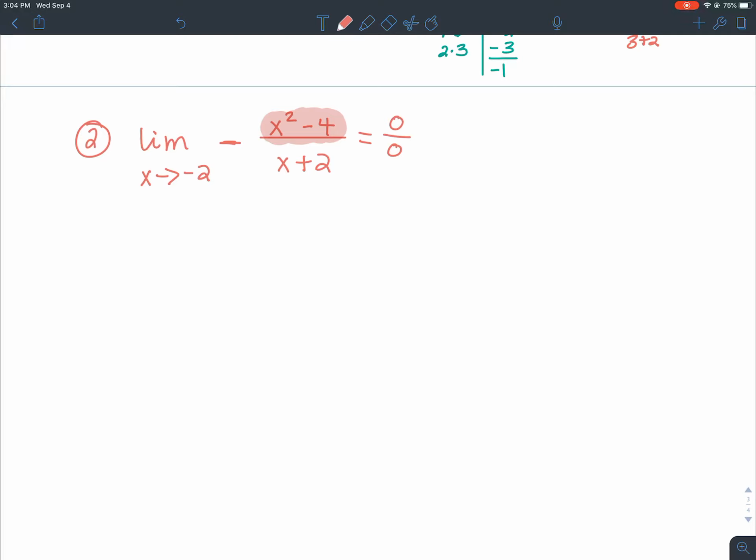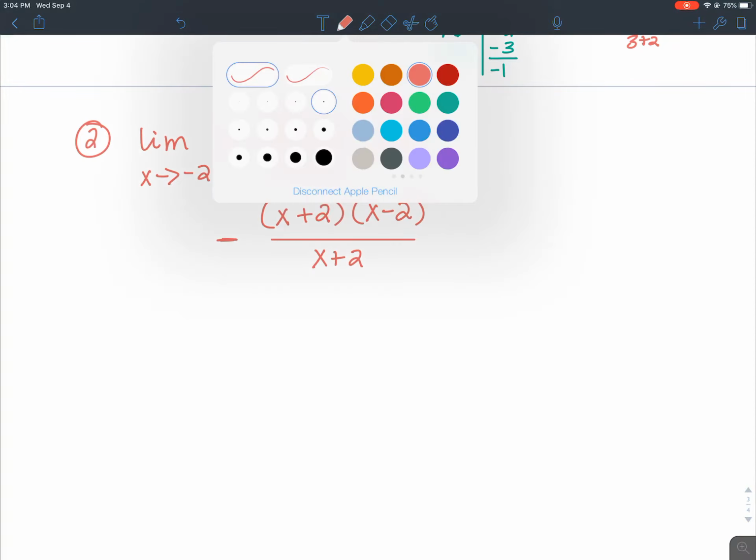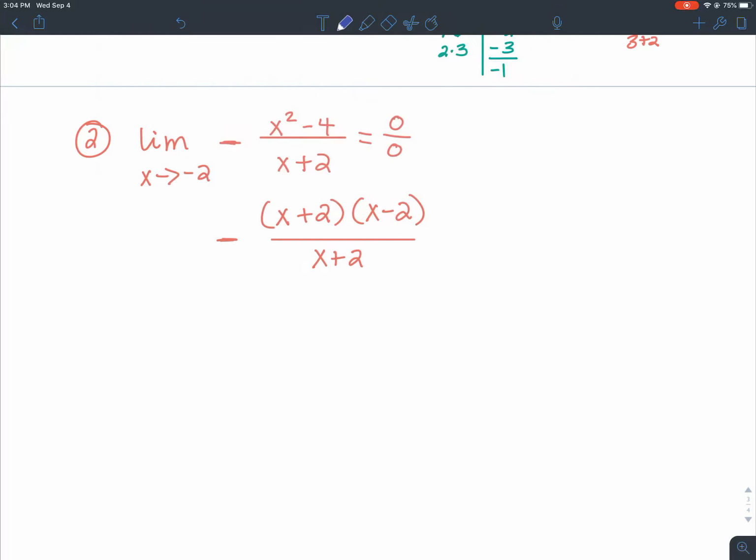So when I factor this on the top, I get x plus 2 and x minus 2. Now, I still have that negative out in front. I'm not going to forget it or you're going to get the answer wrong. Then I have x plus 2 on the bottom. So now I'm going to cancel out my common terms. The common terms are x plus 2 and x plus 2. Okay? So they're gone. Sorry about the announcement.